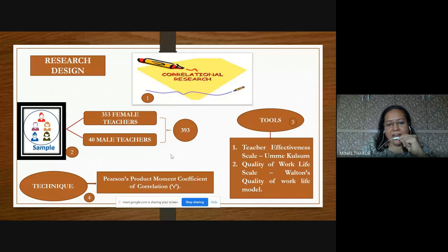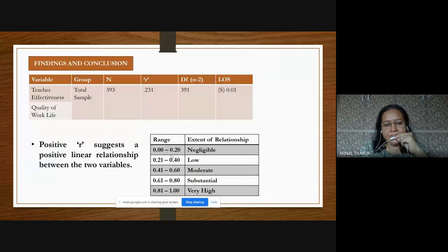Then when you have the data collected, you need to analyze it. So how to analyze the data? You use some technique of analysis, and the technique that I had used was Pearson's product moment coefficient of correlation. Now this also I'll explain in the next slide. Can we have the next one?